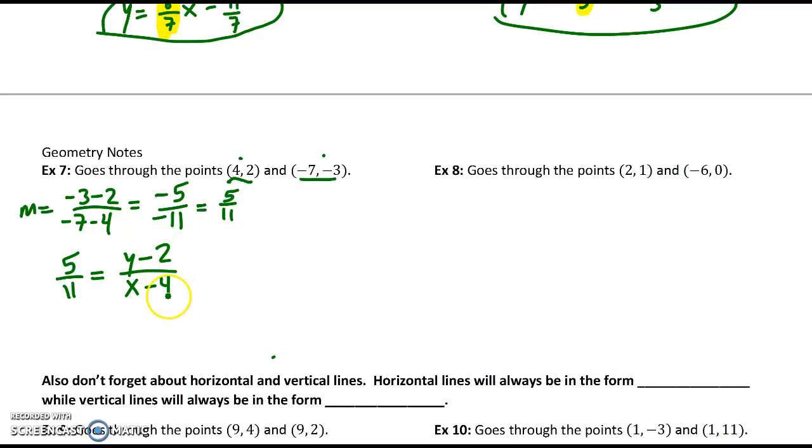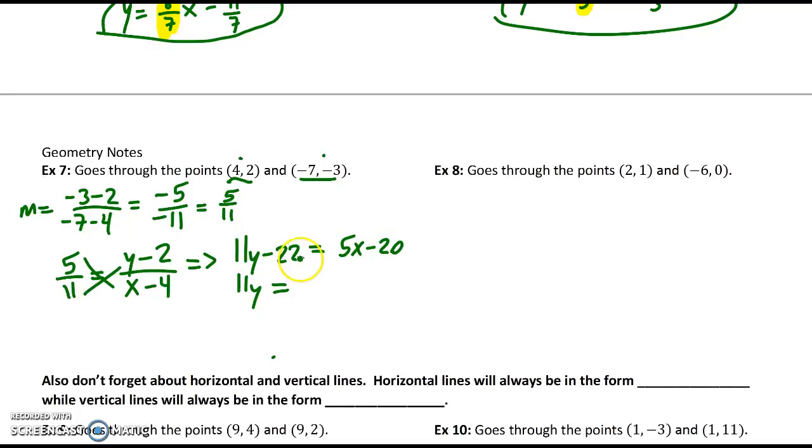So I'm going to do y minus 2 over x minus 4. And now I'm going to cross multiply. If I do, I get, let's see. I get 11y minus 22 equals 5x minus 20. I'm just saving time and going ahead and distributing.